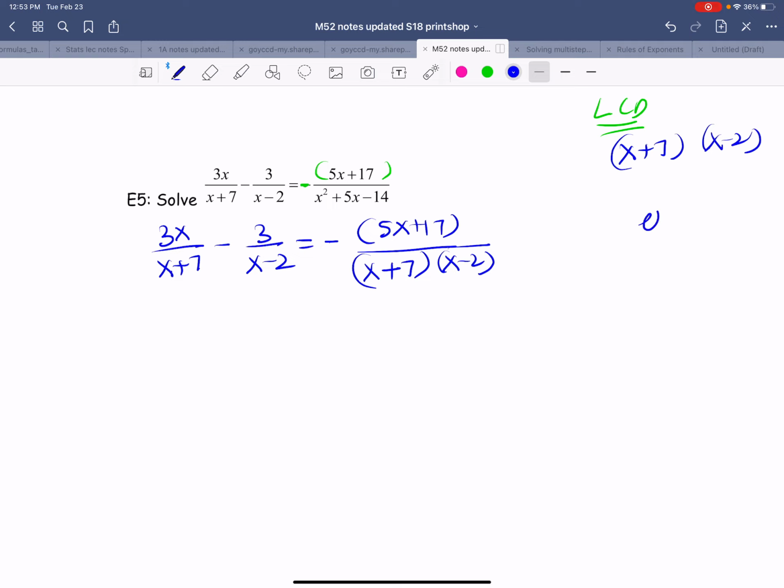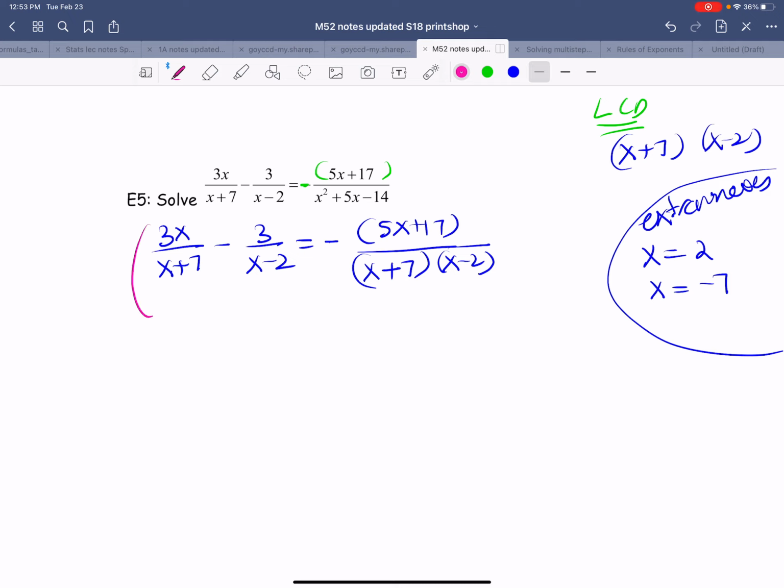Now usually I think about extraneous solutions at the end, but it's maybe easier to just think about them right now as well. What values of x will make your denominator 0? If x becomes 2, then my denominator becomes 0. Or if x equals -7, again, my denominator becomes 0.